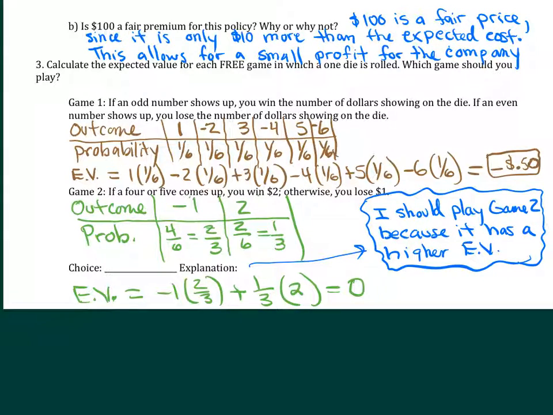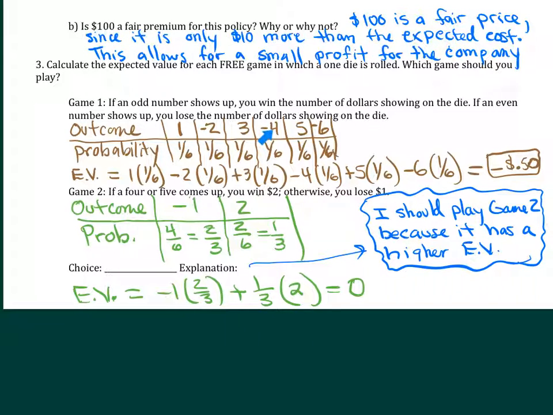So we make a probability distribution here. The outcome is if I roll a 1, then I get $1, and that's a 1 out of 6 chance. If I roll a 2, I'm going to be losing $2 because that's an even number, and that's a 1 out of 6 chance. If I roll a 3, I gain $3, because it's odd. You gain if it's odd, and you lose if it's even. So if I roll a 3, I get $3, and that's a 1 out of 6 chance.